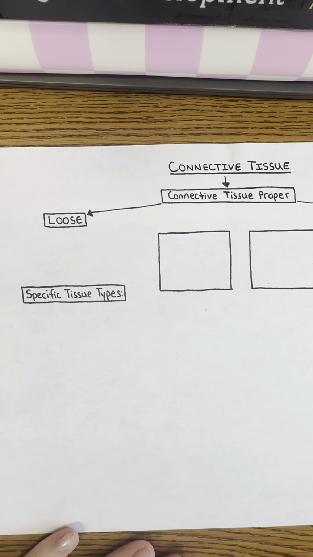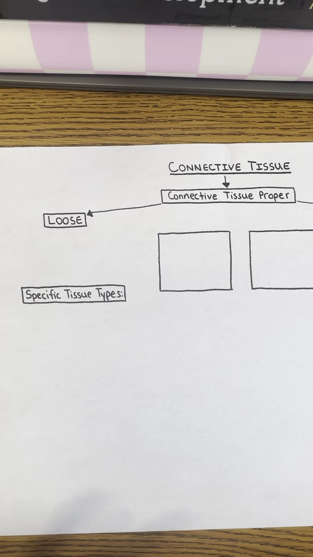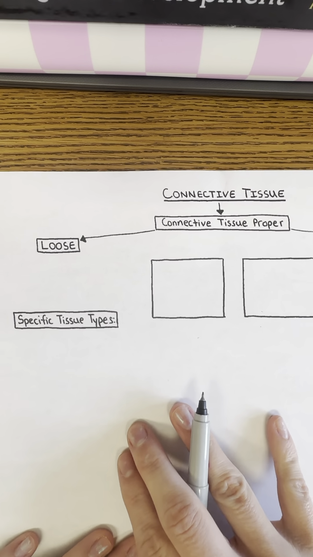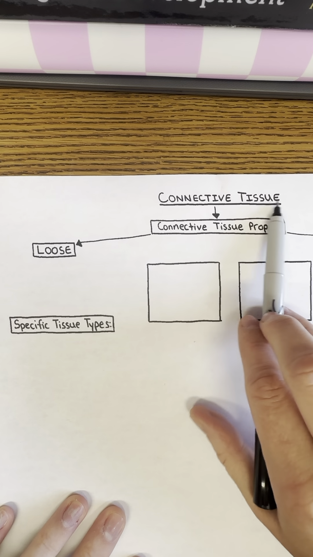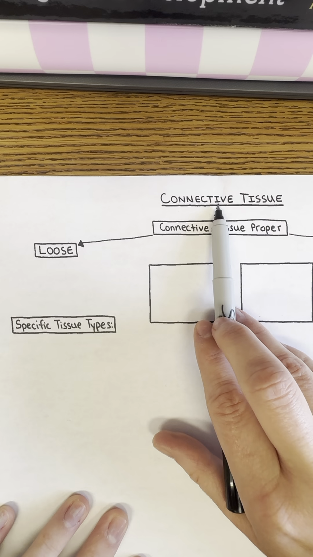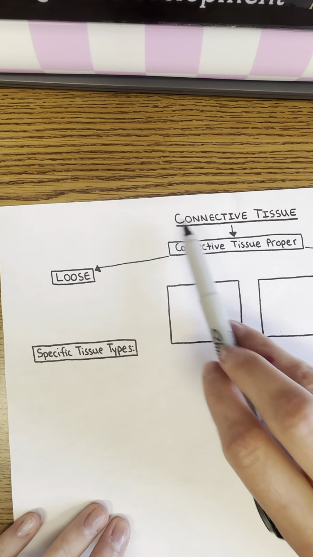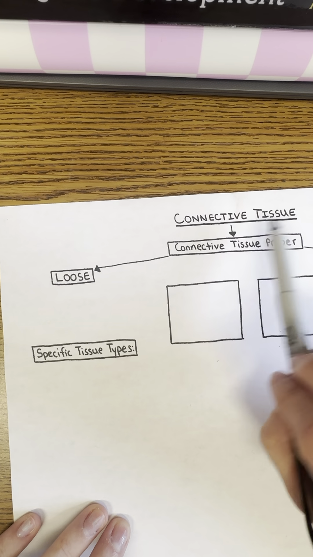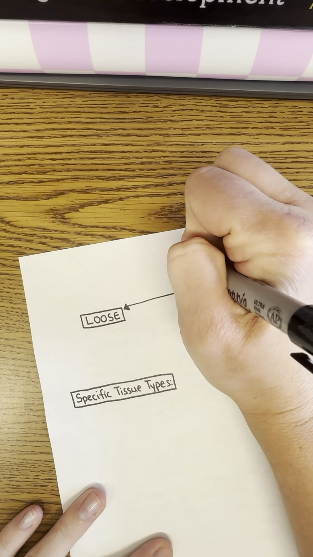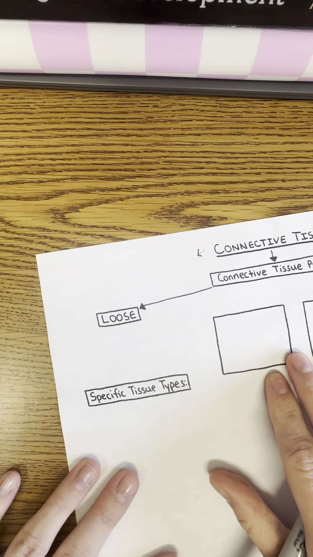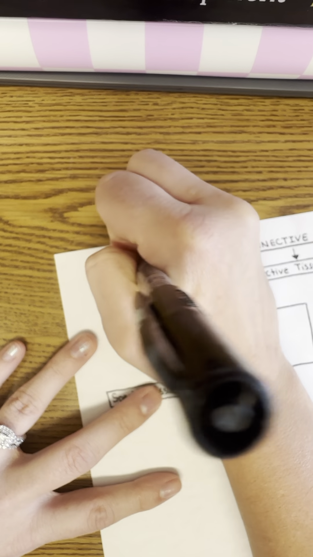All right, welcome to connective tissue proper. We are going to be looking at the differences between loose and dense connective tissue. But before we get there, just so that we have a little bit of review, remembering that connective tissue, we have 3 different subcategories, and one of them is supporting connective tissue.